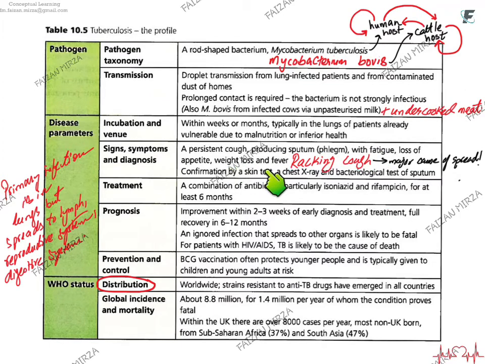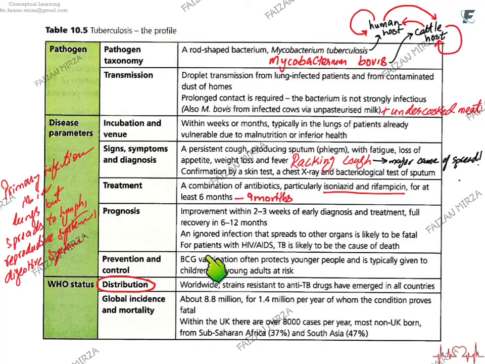Fatigue is there, loss of appetite, as I've just mentioned, fever and stuff. The confirmation can be done by a skin test, or a chest X-ray, or a bacterial test which screens for the bacteria in the sputum, and the culture test, which you call it. How's the treatment? The treatment is a long-term treatment. It includes an antibiotic course, primarily isoniazid and rifampicin, and they are given for at least 6 to 9 months.